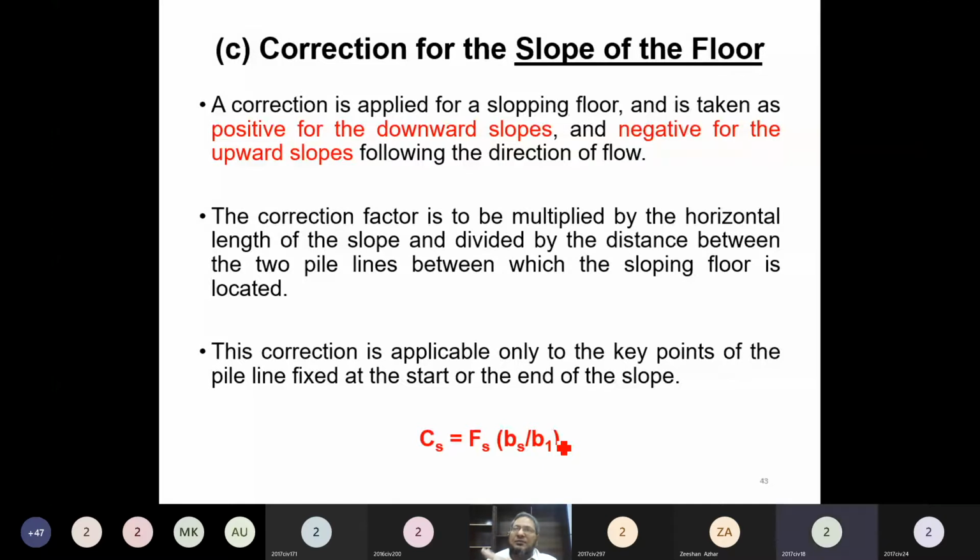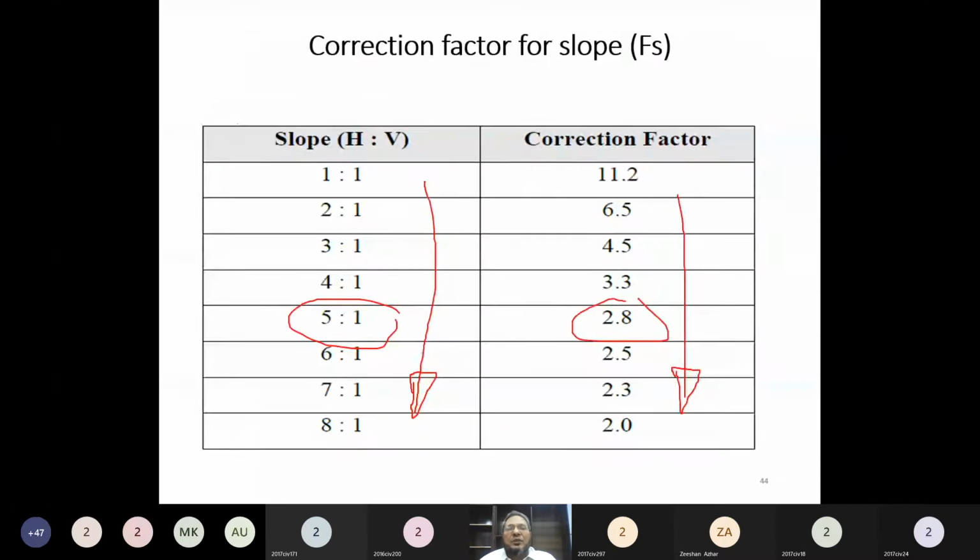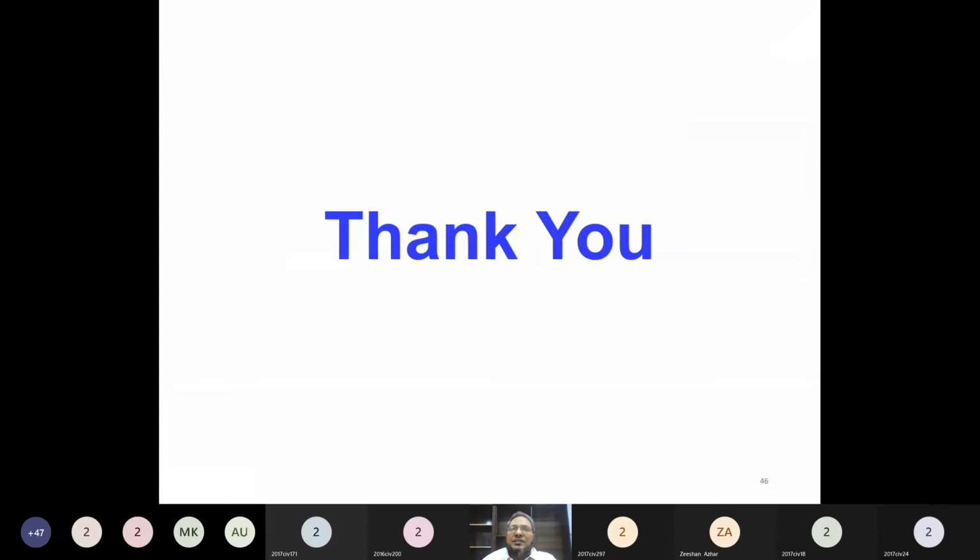डाउनवर्ड स्लोप के लिए पॉजिटिव होगी, अपवर्ड स्लोप के लिए नेगेटिव होगी, यानी जो स्लोप की नेचर है उससे ऑपोजिट. ओके, एंड विद दिस वी हैव फिनिश्ड this chapter. So we have discussed the Khosla theory in detail and its corrections, etc. If you have any questions, you are welcome.